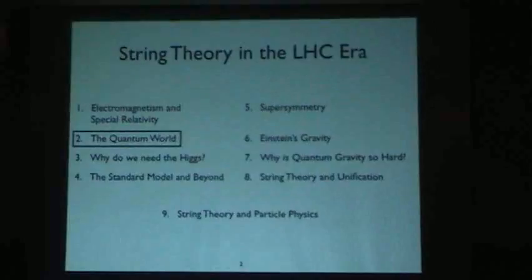Last time we talked a bit about electromagnetism and special relativity, and the main takeaway point there was that nothing moves faster than the speed of light. Nothing. If things move faster than the speed of light, then we have problems with causality and a lot of stuff doesn't make sense. So that's the main takeaway point from here.